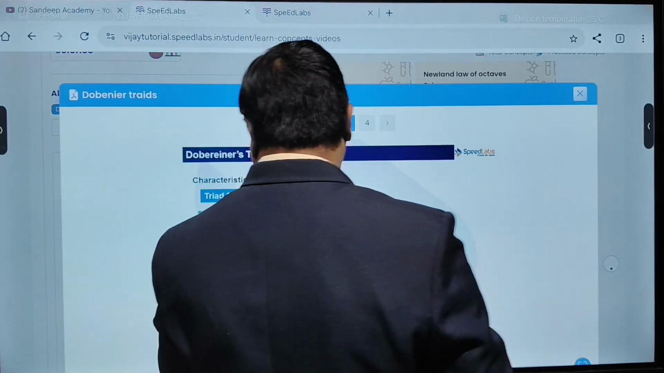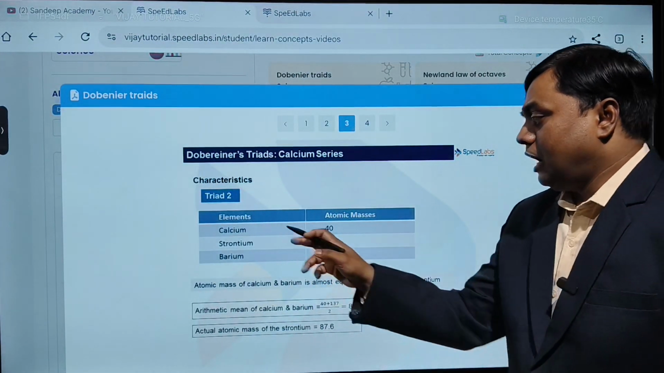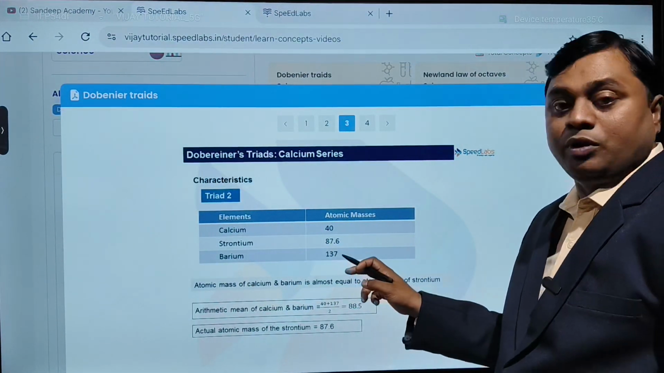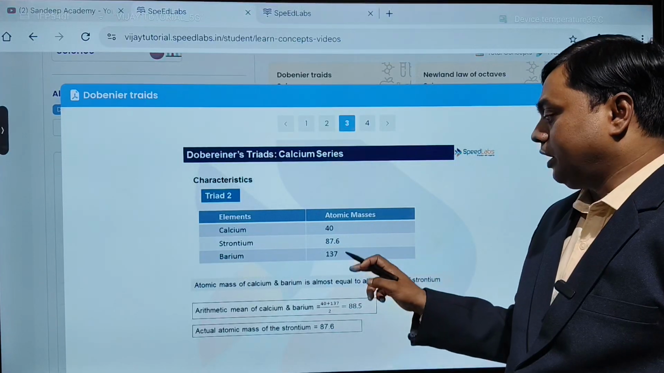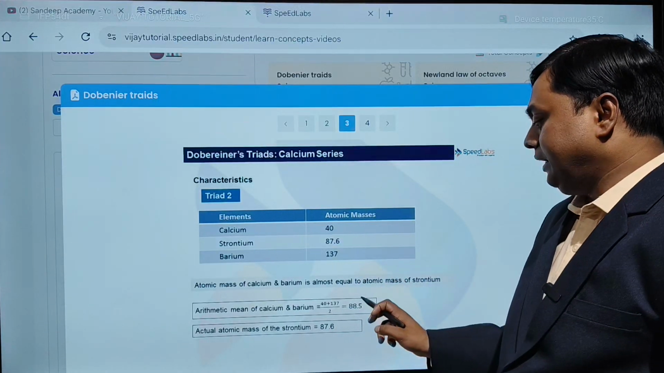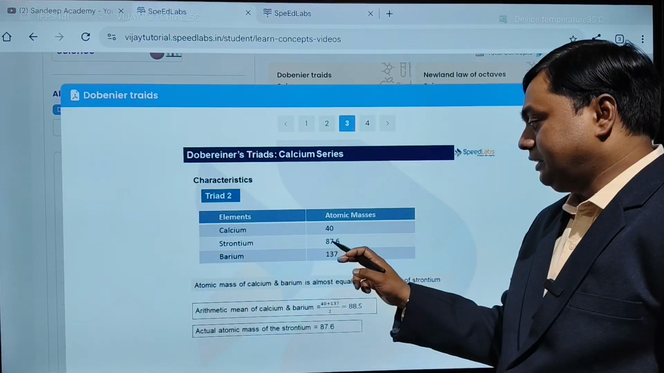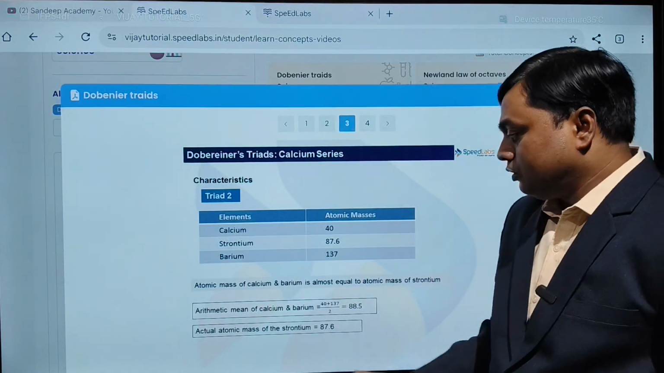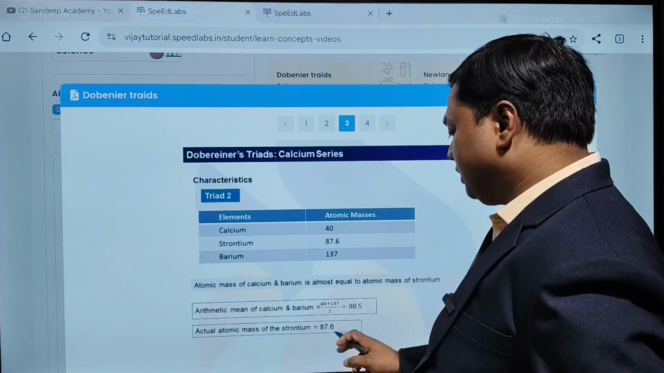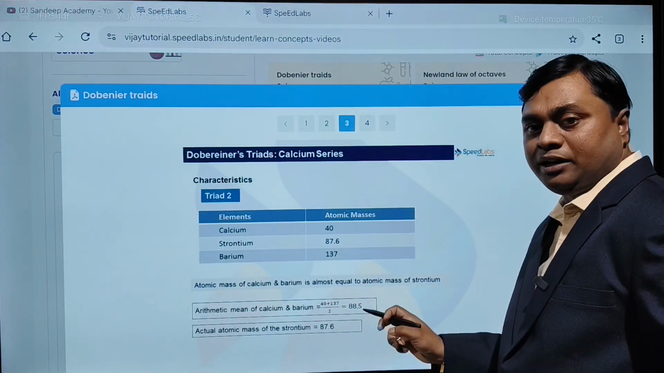Similarly, another triad: calcium, strontium, barium. The atomic mass of calcium is 40, barium is 137. If you take the average, (40 plus 137) by 2, you get 88.5, which is approximately equal to the atomic mass of strontium, 87.6. Yes or no? The actual atomic mass of strontium is 87.6, but the average we got is 88.5.